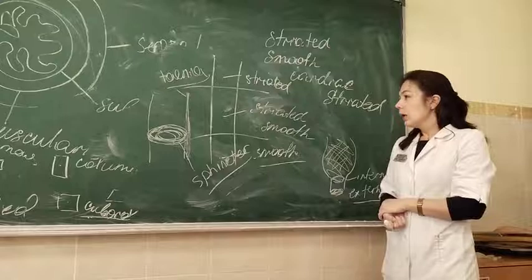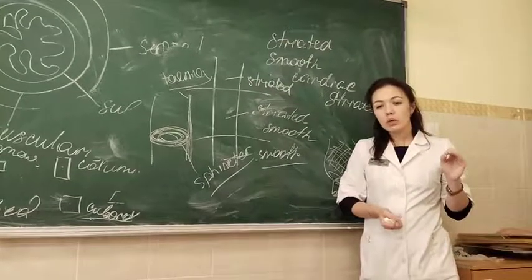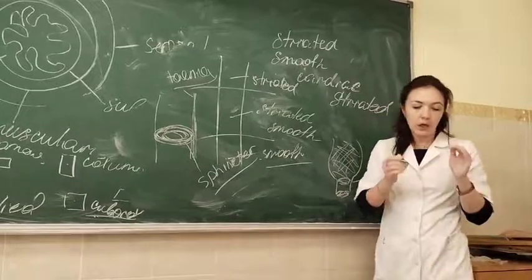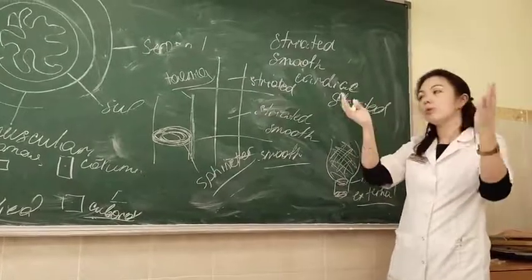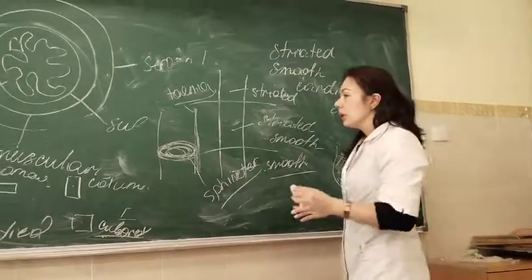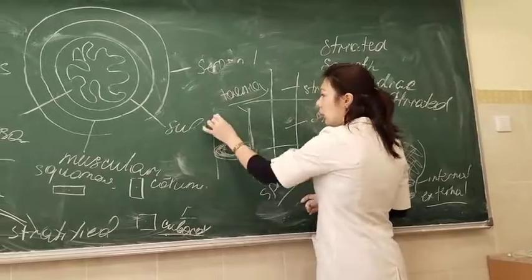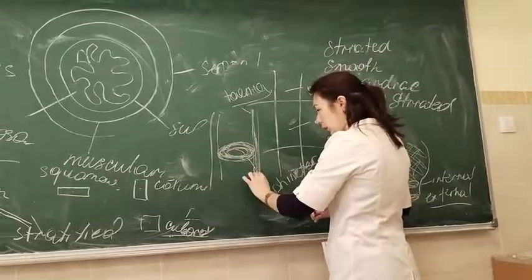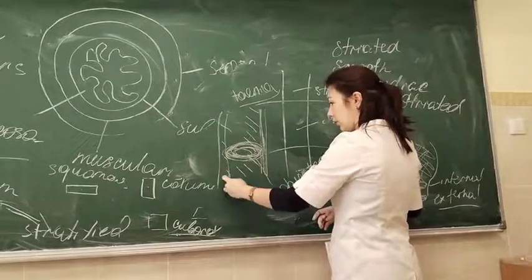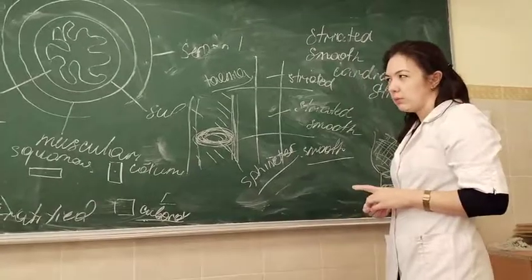In some organs where significant contraction is required, which have a big volume, like the stomach, for example, there are 3 layers of muscles. The internal layer will be again circular, the external layer will be longitudinal, and in the middle there will be an oblique layer of muscles. Okay, this is muscular.